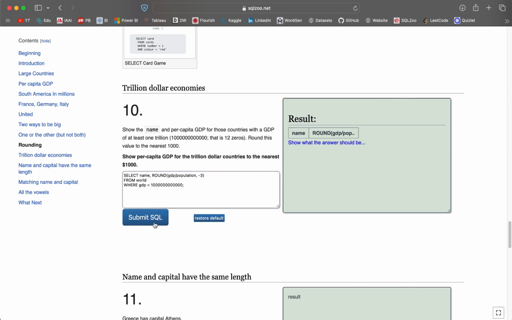Okay, let's see what we did wrong. Show the name. Okay. Round GDP per capita. Let's see. 1, 2, 3, 4, 5, 6, 7, 8, 9, 10, 11, 12. Should be correct. Let's see what I did wrong here.